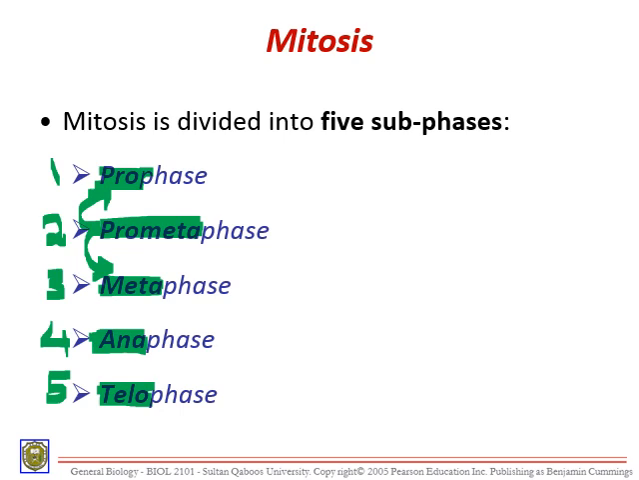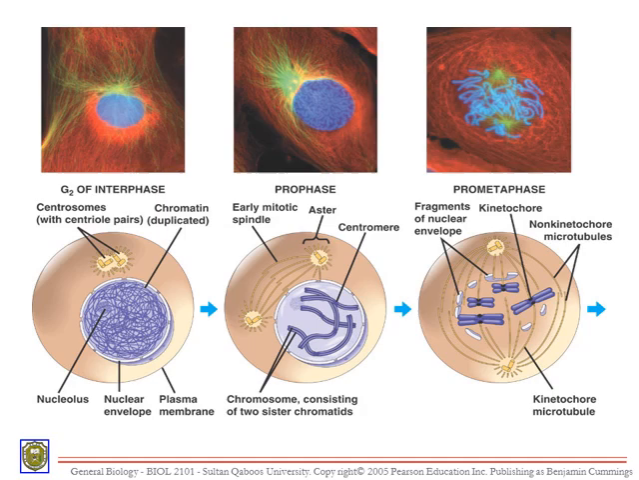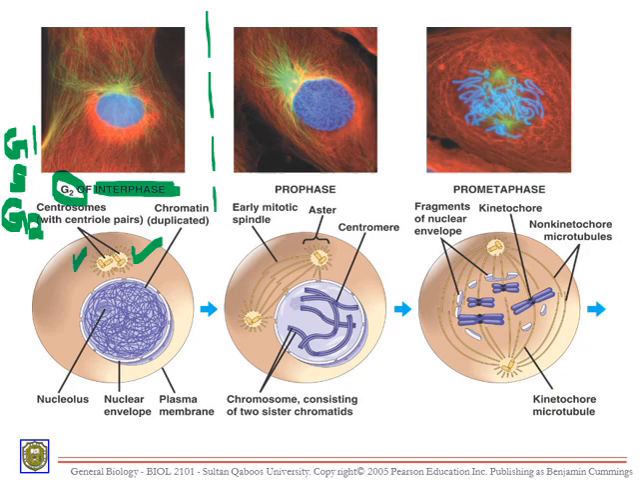All right, now let's have a look at the overview of mitosis before digging into the details of what happens in each phase. This is the interphase. We discussed interphase last time, and here it says this is G2 of interphase. So we are done with G1, we are done with S phase. Now we are in G2 and this is the end of G2. And we mentioned that we have two centrioles. This is not mitosis, this is the interphase. Mitosis starts from here.